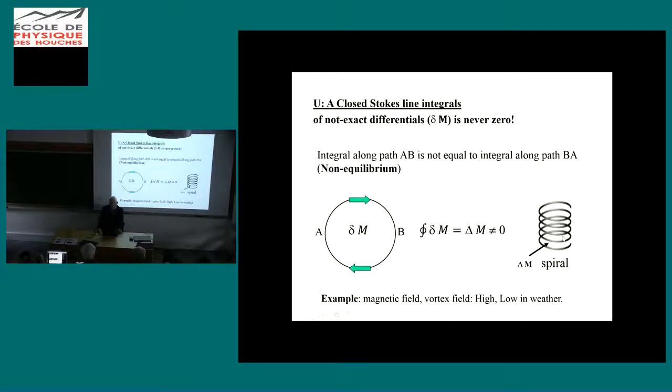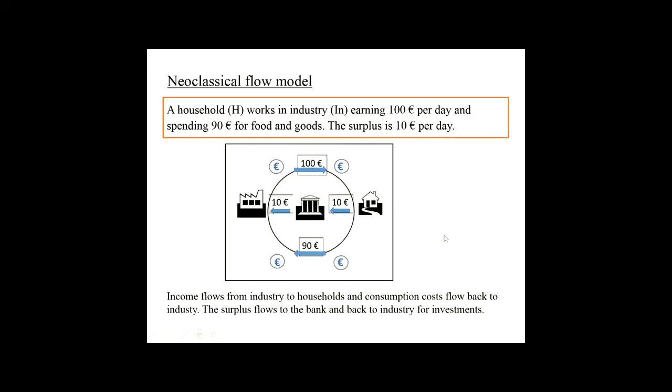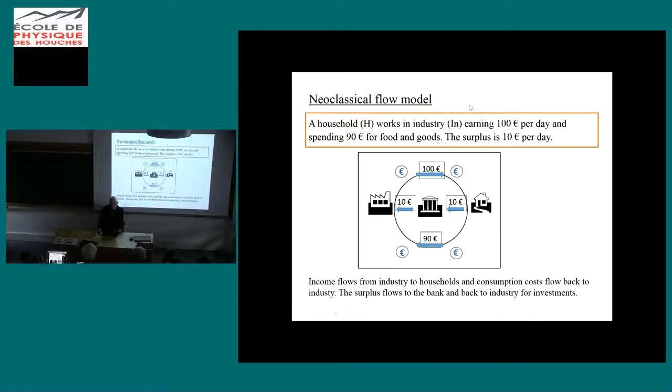Okay, now we have the line integrals, and now I come to accounting. I will first present the neoclassical flow model and give this example. A household works in industry earning 100 euro per day, spending 90 for food and goods, and the surplus is 10 euro per day. This is a very simple balance, and the neoclassical flow model tells us income flows from industry to households, and consumption costs flow back to industry. The surplus goes to the bank and back to industry for investment.